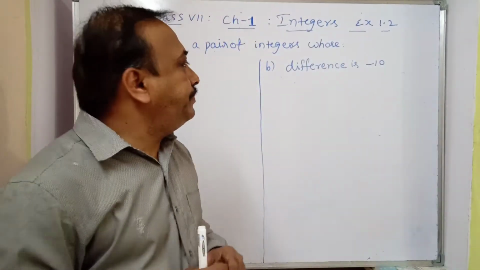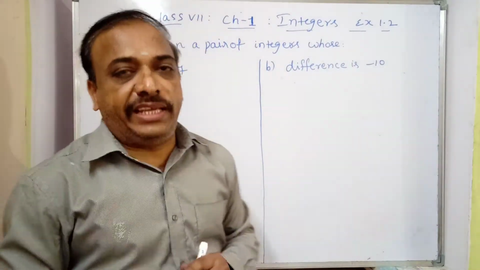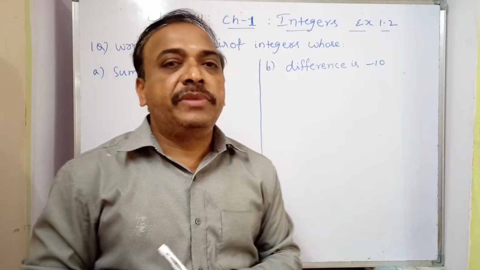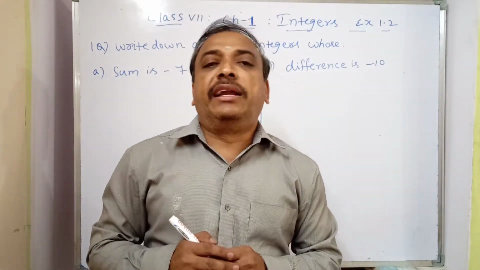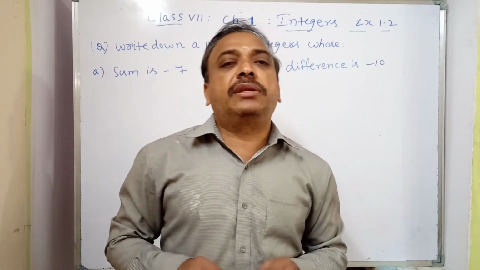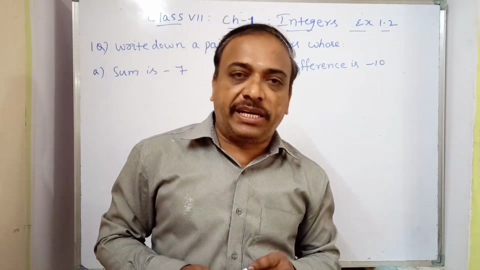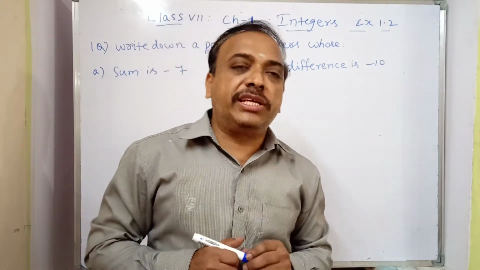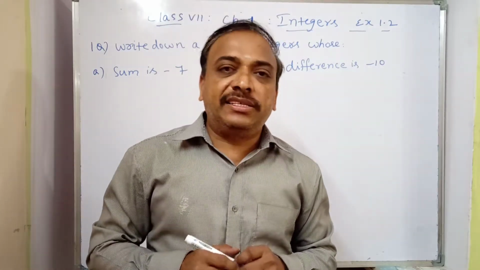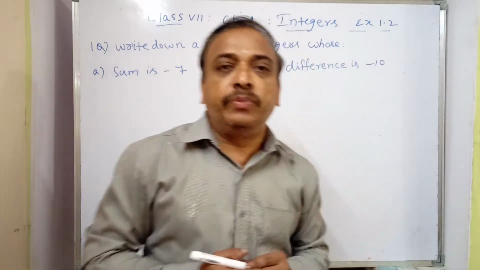Hi students, today we are going to discuss integers, the continuation part. In the previous session we discussed the properties of integers under addition and subtraction: closure, commutative and associative properties, and the additive identity of the integers. So 0 is the additive identity. Let us discuss exercise 1.2 today.